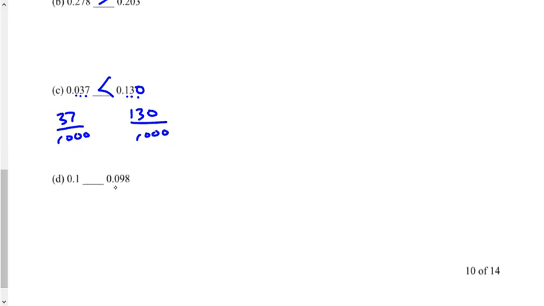And then the last one here, we've got 1, 2, 3 decimals there, but only 1 there. So this must be 0.100 compared to 0.098. So you can think of this as 100 thousandths and 98 thousandths. Although it's very close, 100 is larger.